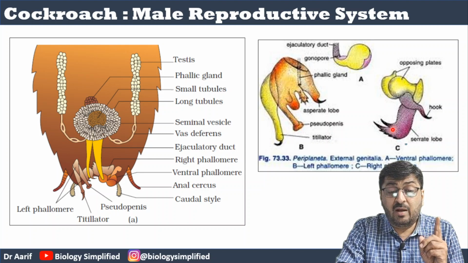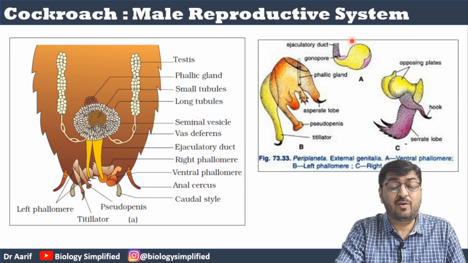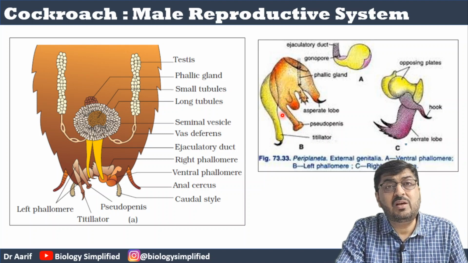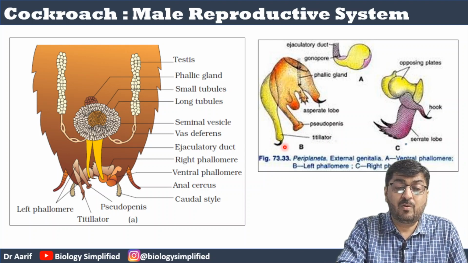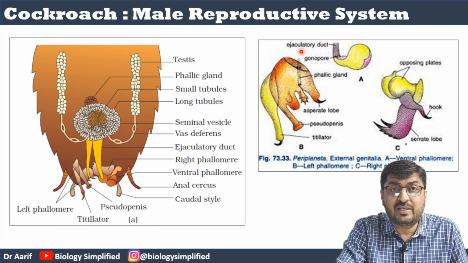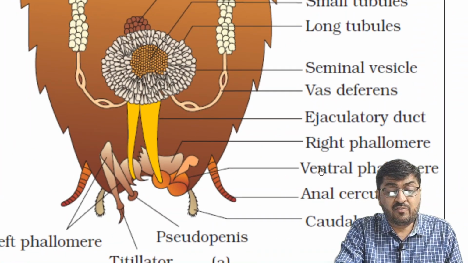ठीक है? अब, from the diagram, can we see that ventral is the smallest phallomere and left phallomere is the biggest of the phallomeres? Now, such a question also can be coming, which is the smallest, which is the biggest. Okay. अब ventral phallomere, यहाँ पे देखो. Look at ventral phallomere. Can I see the ejaculatory duct here, guys? Ejaculatory duct opening on the gonopore on the ventral phallomere. यहाँ पे देखो ventral phallomere किधर है, ये देखो ventral phallomere. Can you see the ventral phallomere?